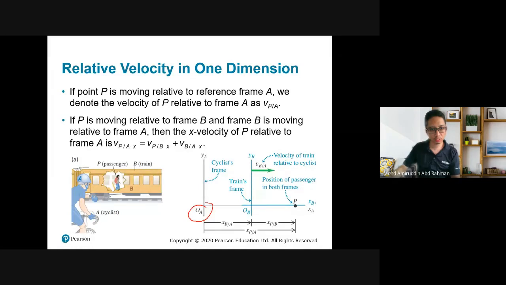So it is from here, and it is related to this one. So basically VBA will of course be equivalent to XBA over T. So you obtain the relative velocity of the train relative to the cyclist.